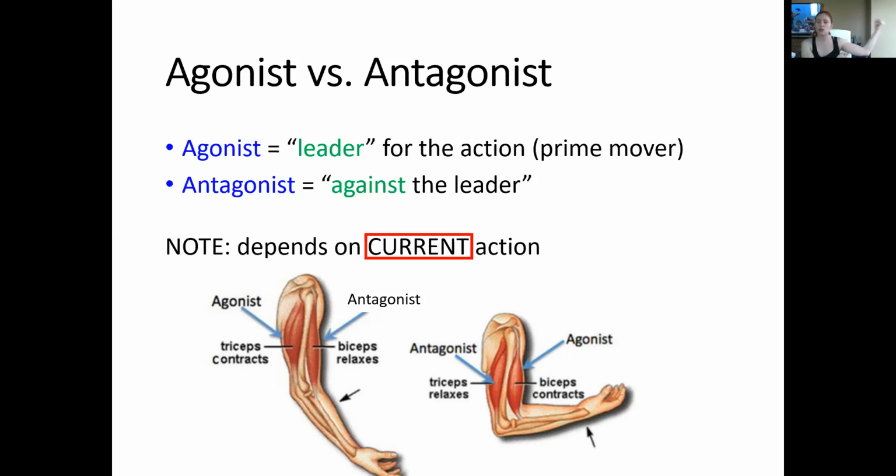Okay, so it really depends on the current movement. If you are talking about arm flexion, the biceps brachii is the agonist. And if you're talking about arm extension, now we have the triceps brachii being the agonist. Okay, so notice how the role switches. It's really important that you understand that which one is the agonist and which one is the antagonist depends on what the current action is. It changes depending on the action.